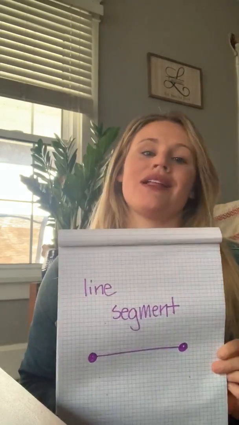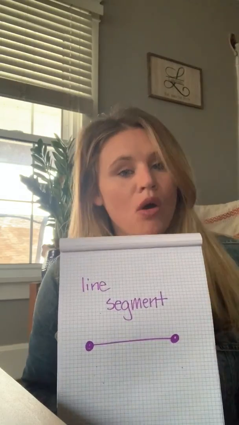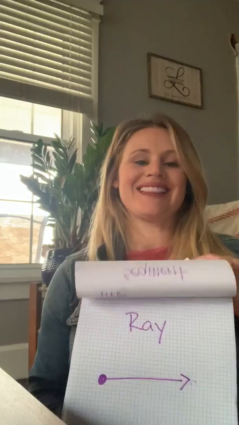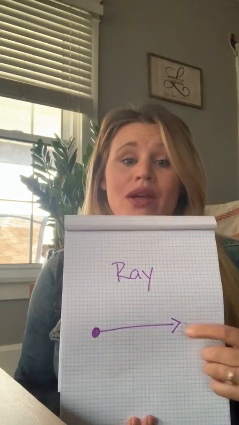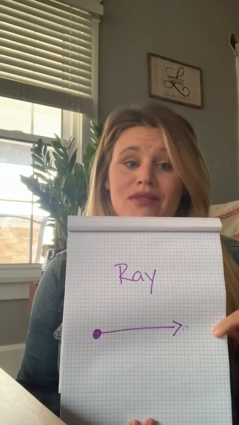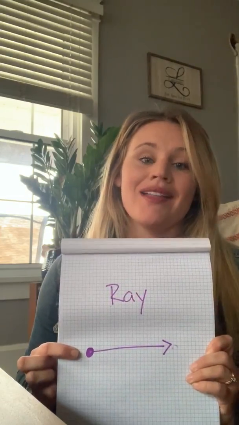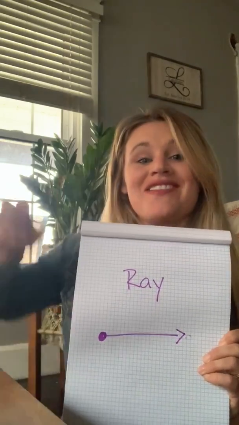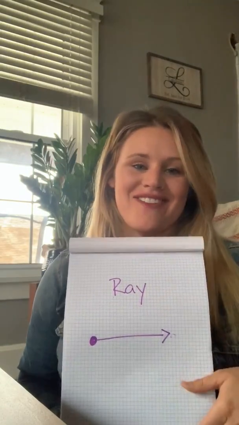The next one is a line segment. A line segment is just part of a whole line. Then we have a ray. A ray, one side goes on forever, and the other side, there's an end point. I like to think of a ray of sunshine. If you think of a ray of sunshine, you have the sun, and then the ray just goes one way, on forever and ever.